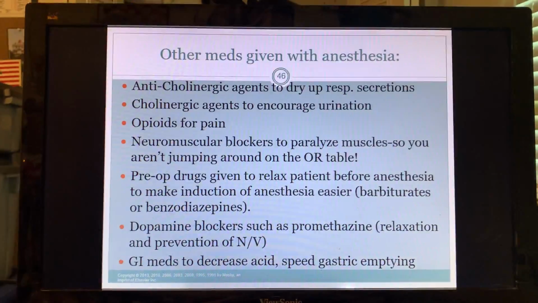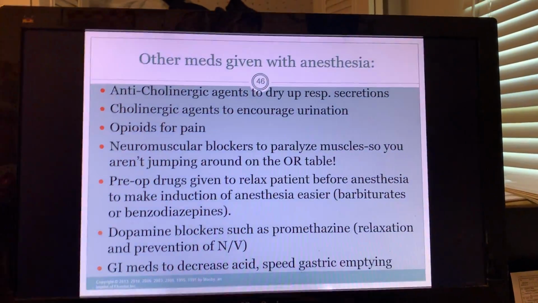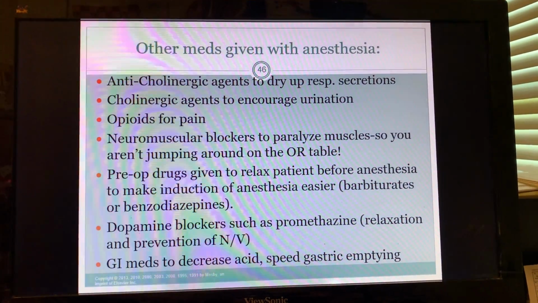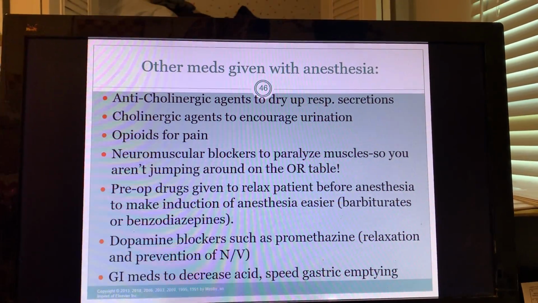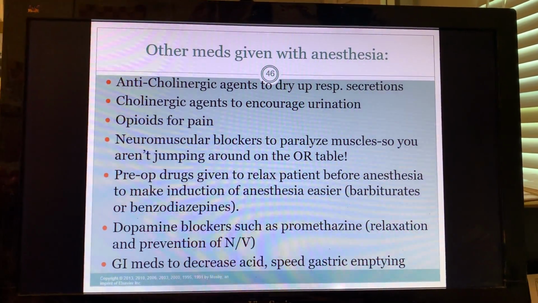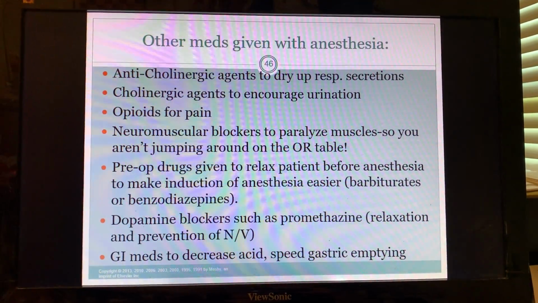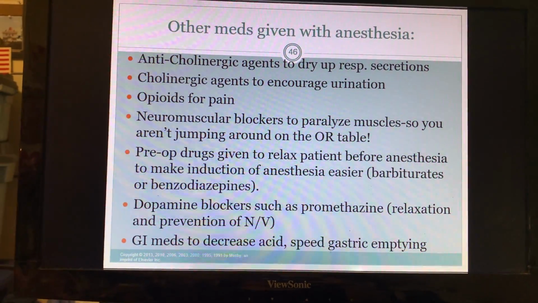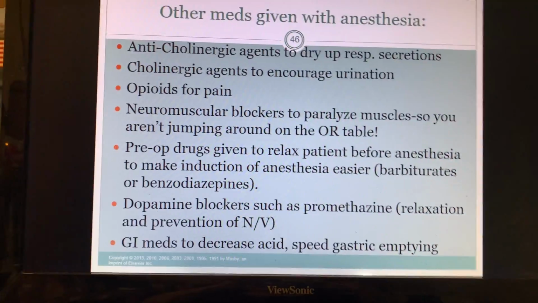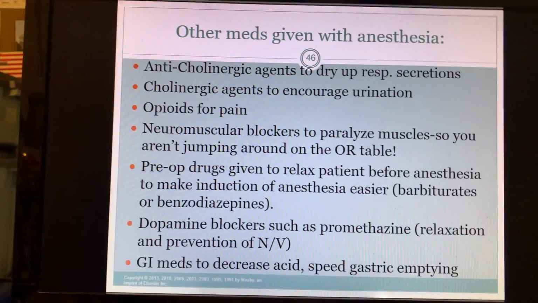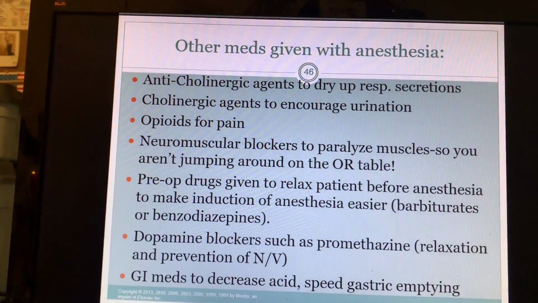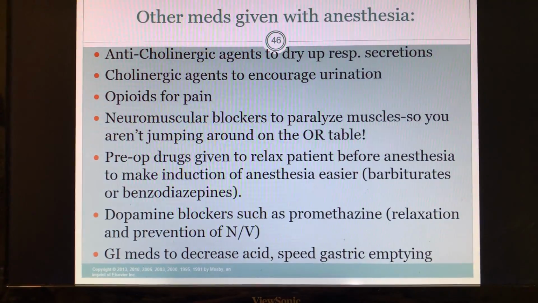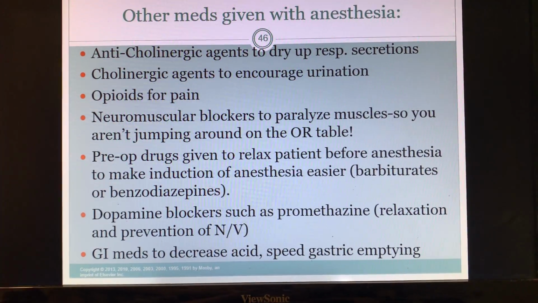So in addition to the meds to put somebody to sleep, there are a lot of other meds given with anesthetics. We're going to give anticholinergic agents such as atropine to dry up respiratory secretions. We're going to give cholinergic agents. Remember, anticholinergic agents are going to dry up urine, but cholinergic agents are going to encourage successful urination. So many times they'll give a drug to try to encourage the nerves and muscles of the bladder to be able to function properly so the person can drain their bladder.